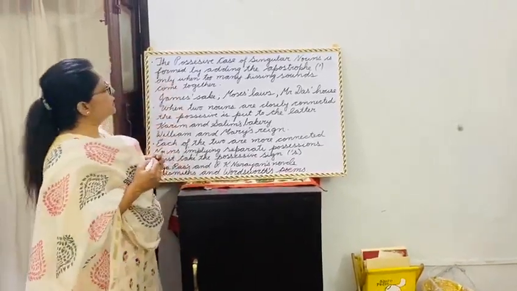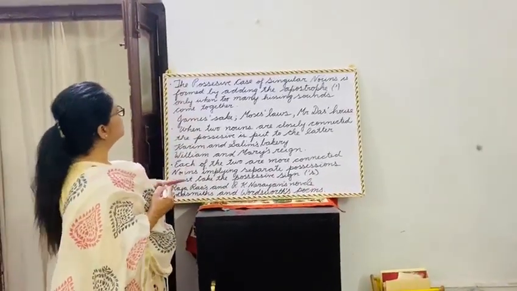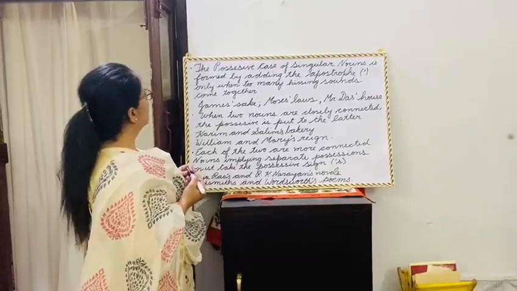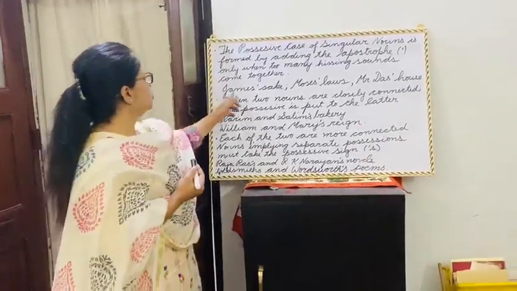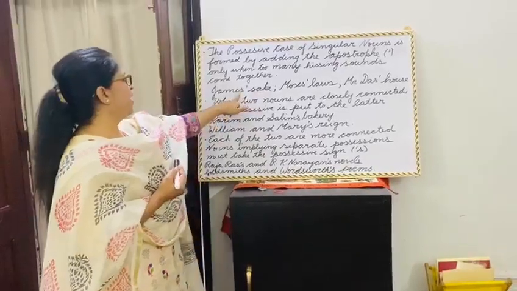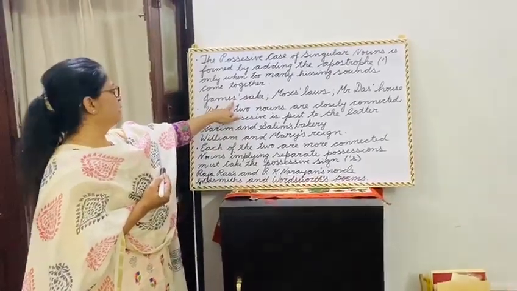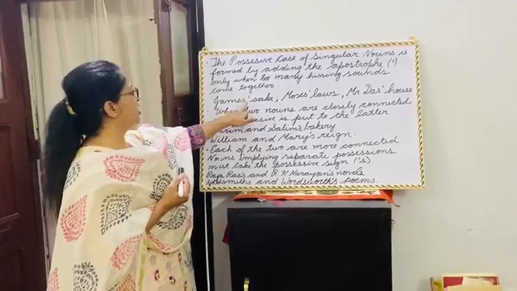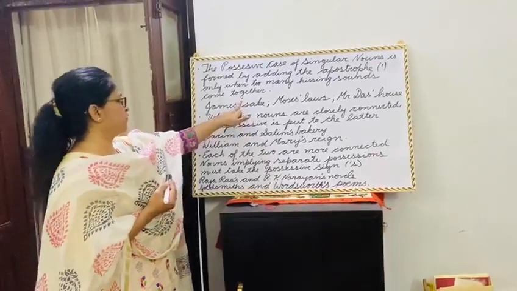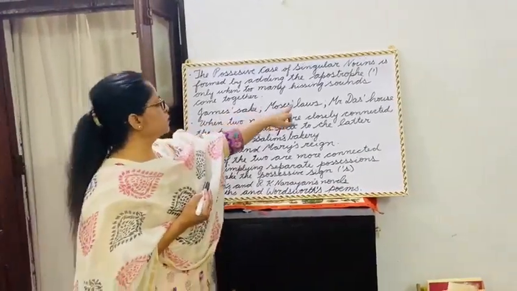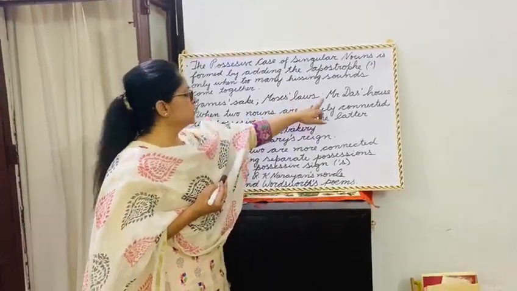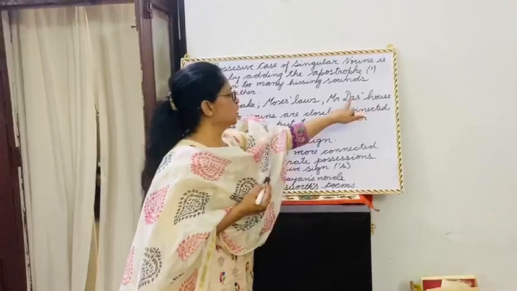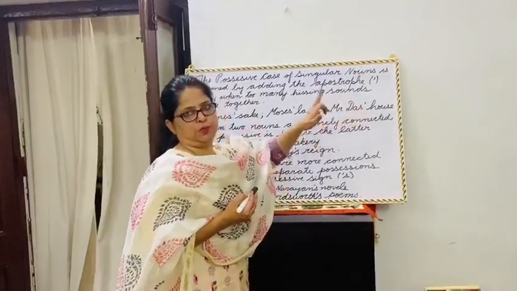Now the next one. The possessive case of singular nouns is formed by adding the apostrophe only when too many hissing sounds come together. James' sake. We have an s at the end of this name, so we don't say James's sake, we say James' sake. We just add an apostrophe after s. Moses' laws. Here also after s, we have put an apostrophe. The third one, Mr. Das' house. Here also after Das, we have put an apostrophe.